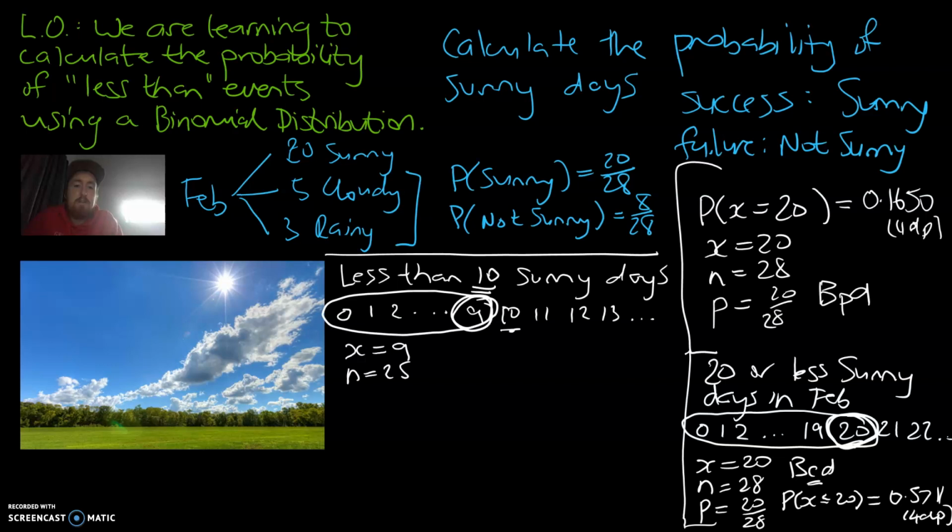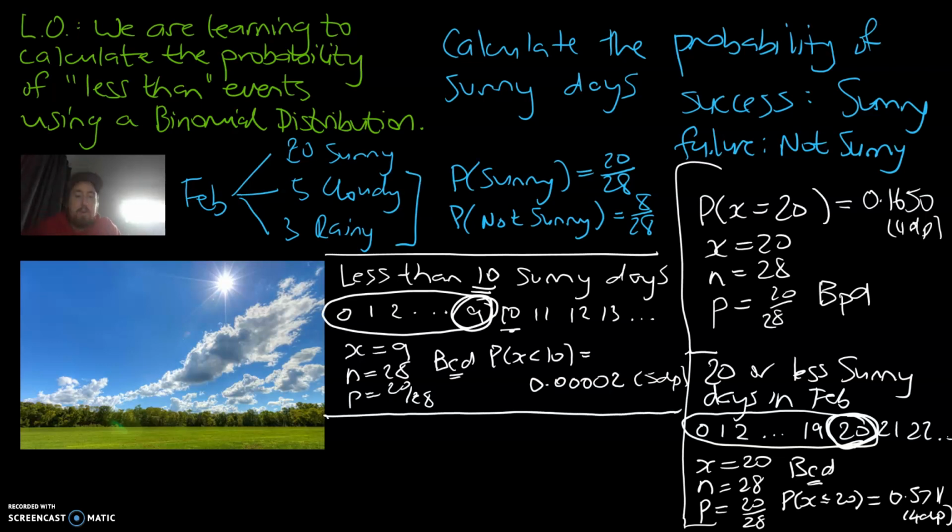The number of trials is still 28, and the probability is unchanged at 20 over 28. We are still using BCD mode because we're accumulating 0, 1, 2, 3, 4, 5, 6, 7, 8, 9 to get our answer. So the probability of there being less than 10 sunny days in February: X is now 9, number of trials is 28, and the probability is 20 over 28. It's actually quite a small number, 0.00002, rounded to 5 dp. So the odds of that happening are very remote.